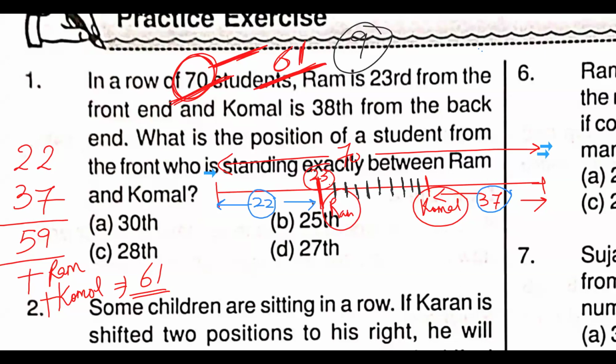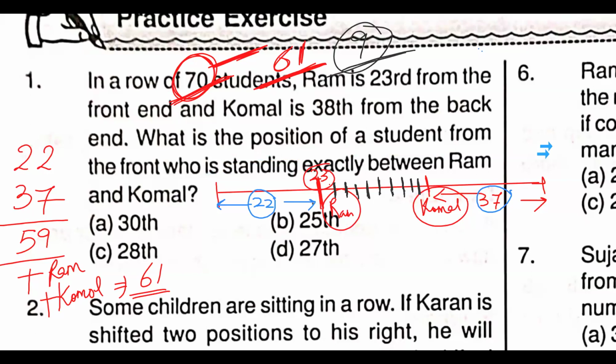Right? Because when we add all of these, we got 61, but total students are 70. That means the remaining 9 students must be sitting between Ram and Komal only, because otherwise all the places are fixed. So 9 students we have placed between Ram and Komal. And now if we know that there are 9 places between Ram and Komal, what we have to tell? The question was, let me erase all these now. The question is that what is the position of a student who is standing exactly between Ram and Komal?